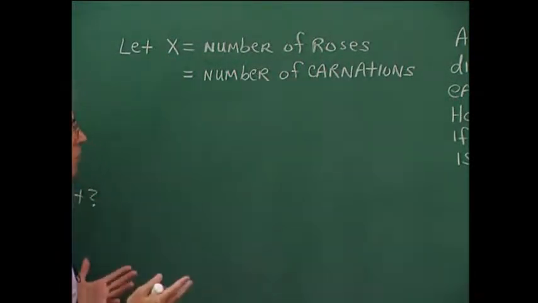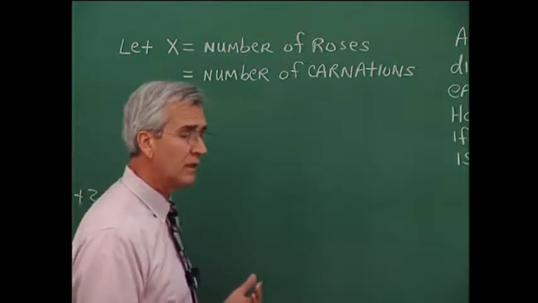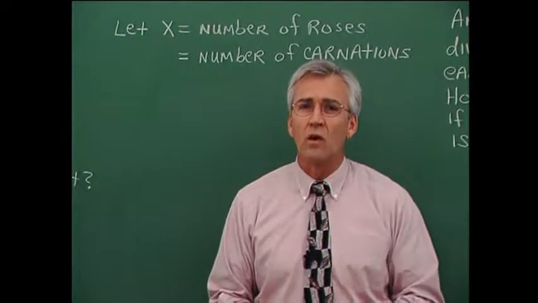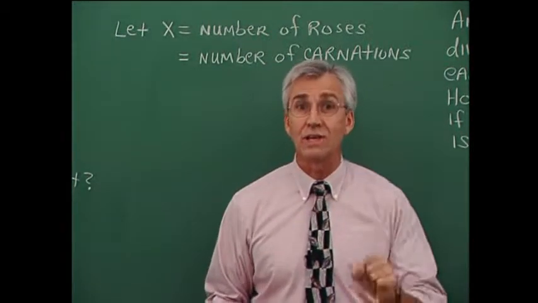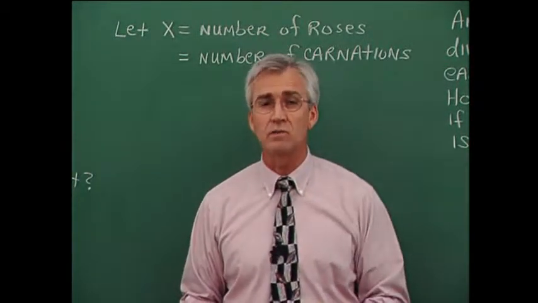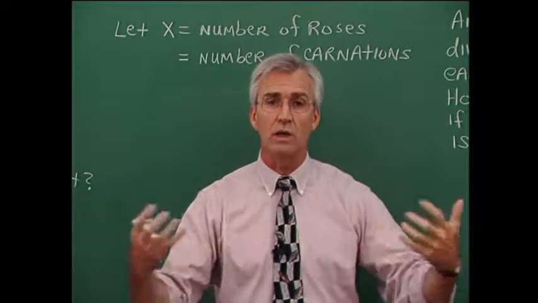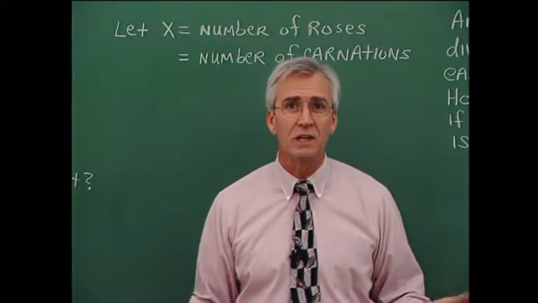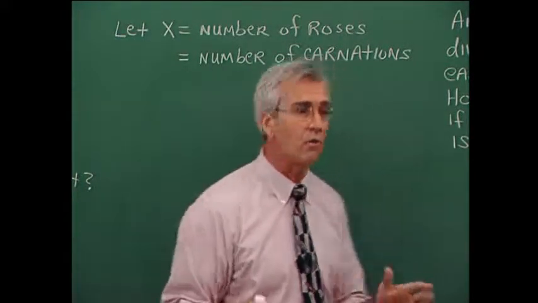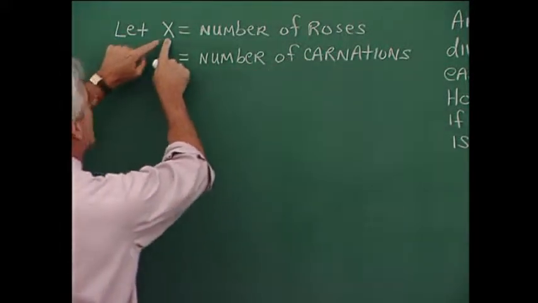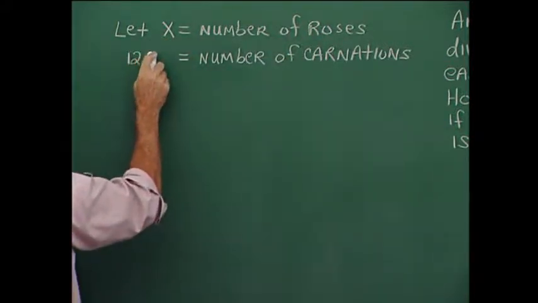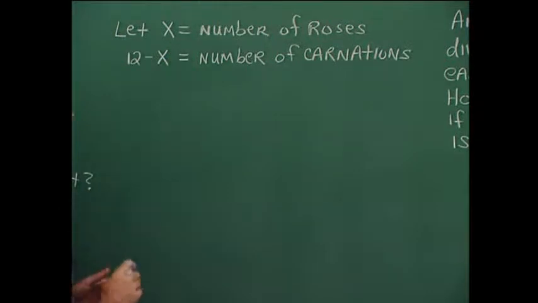Well, we haven't talked about equations that involve two letters yet in this textbook, but we can do this. We can write the number of carnations in terms of the number of roses because we know there are a total number of flowers in the arrangement. It's a dozen, you see. So if there are 12 total flowers, and X of them are roses, then the others, that is 12 minus X, would be the number of carnations.